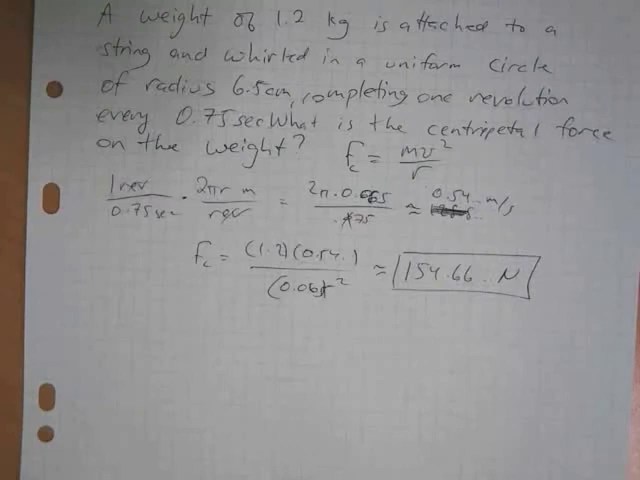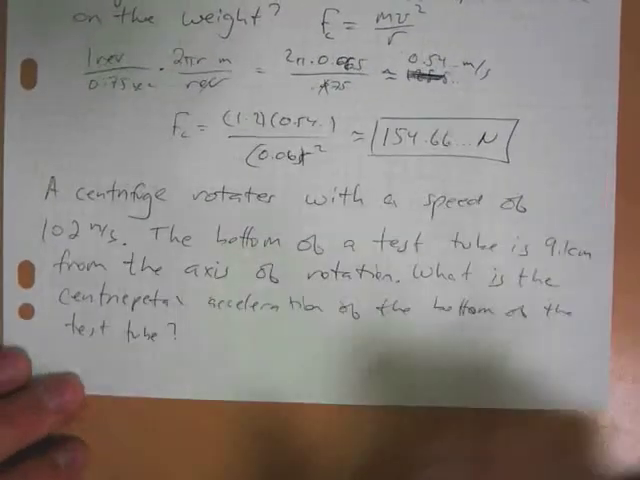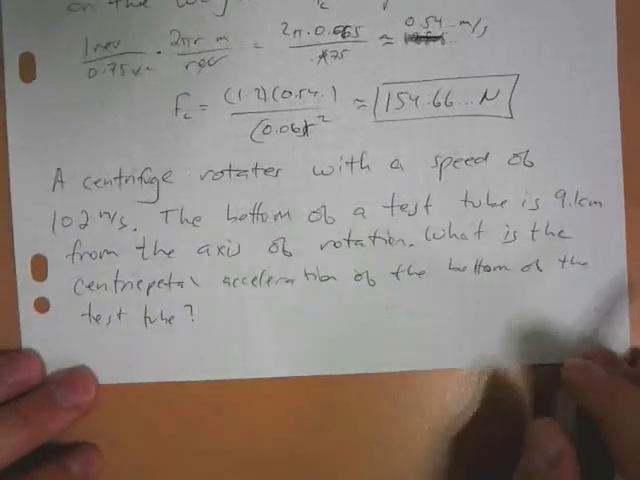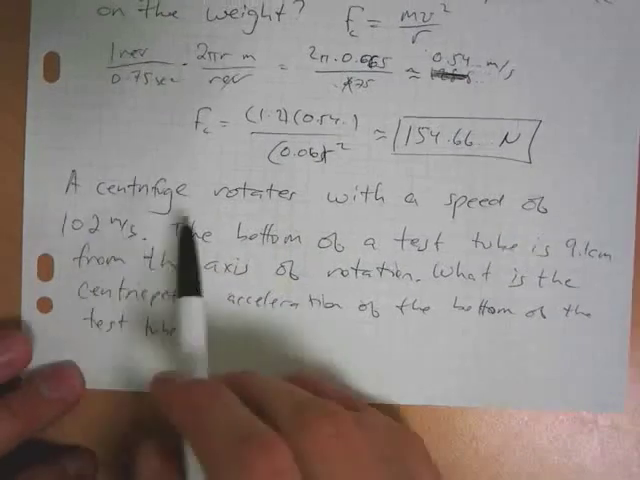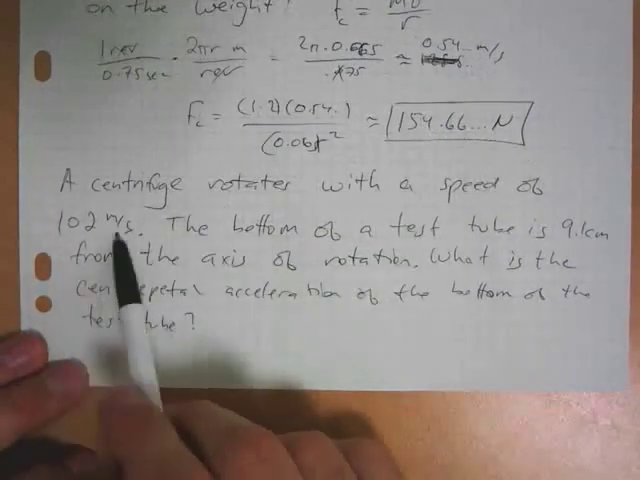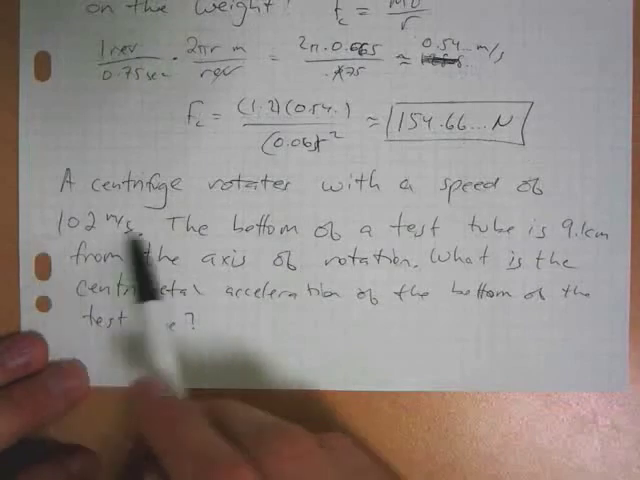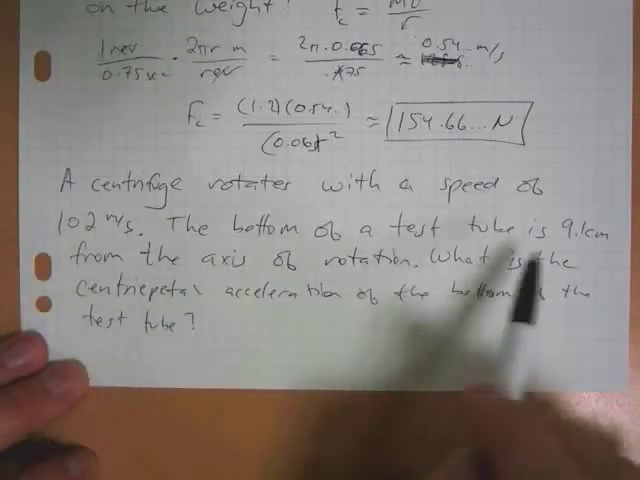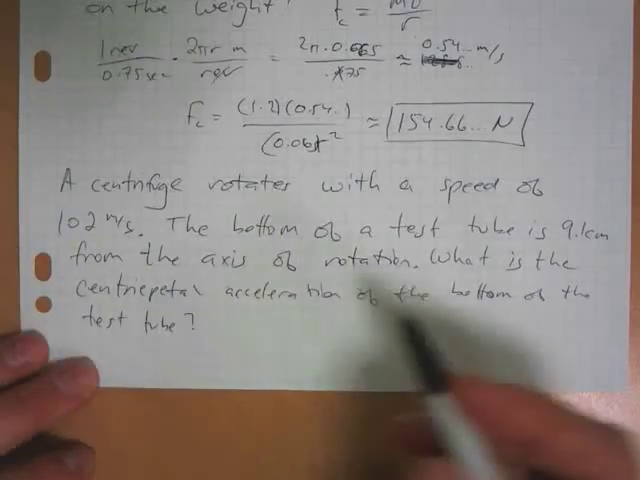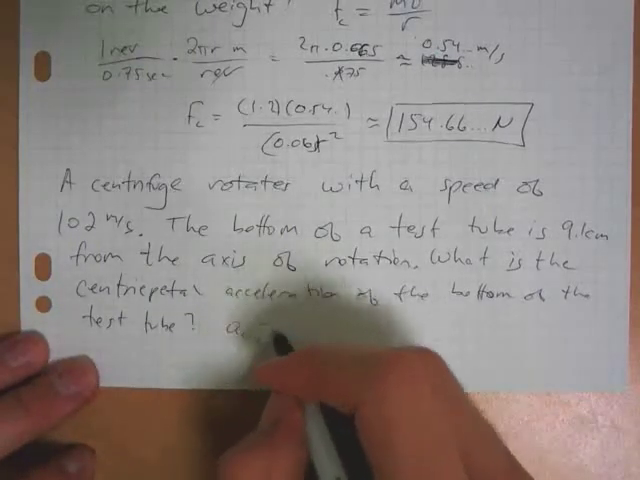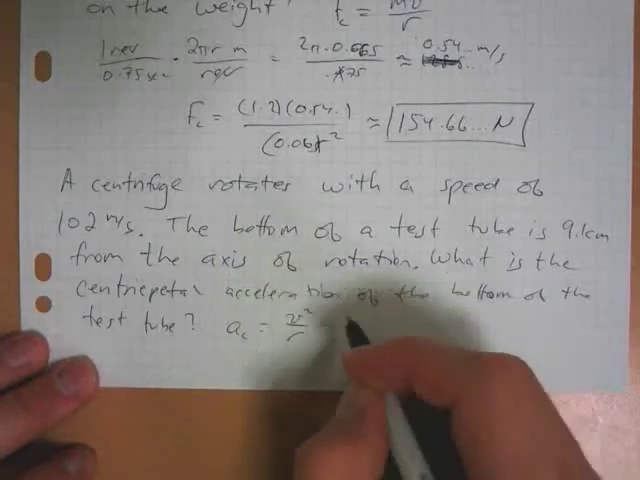Let's look at another example. As I said, a centrifuge spins around and separates out different substances that might be in a solution. So if you have a centrifuge that rotates with a speed of 102 meters per second, centrifuges go really fast, and the bottom of the test tube is 9.1 centimeters from the axis of rotation, what is the centripetal acceleration at the bottom of the test tube? This is very straightforward. Centripetal acceleration is v squared over r, so that's going to be 102 squared over 0.091, and this is going to be a very large number.